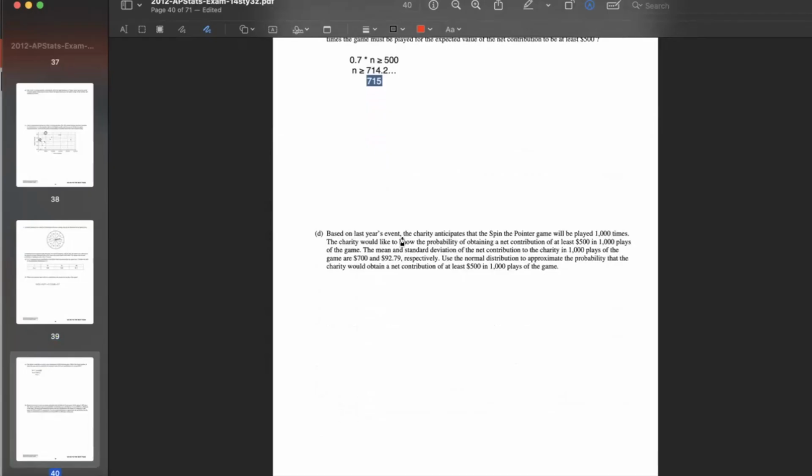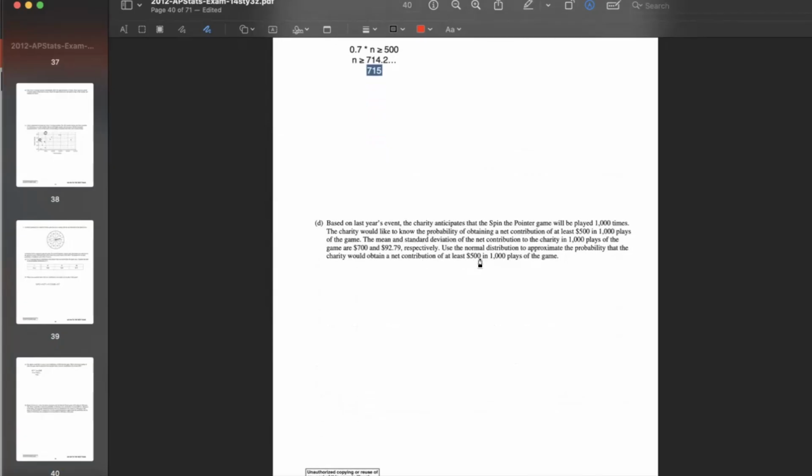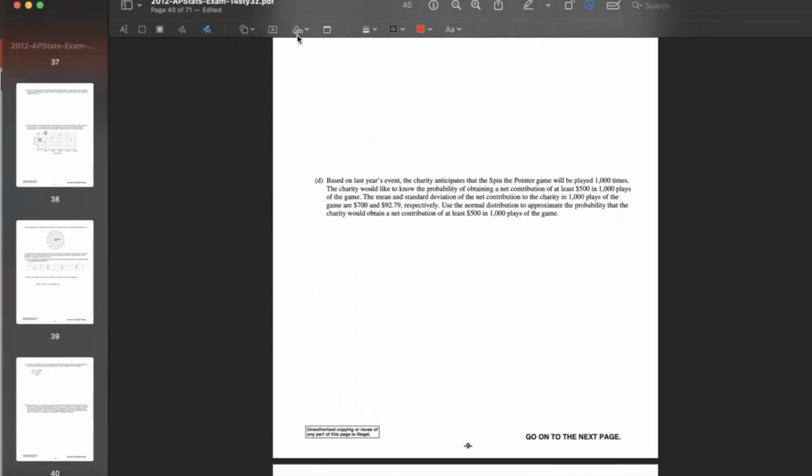And then based on last year's event, they anticipate it will be played 1,000 times, and they want to know the probability of obtaining a net contribution of at least $500. And then the mean and standard deviation of 1,000 plays are given. So use the normal distribution to approximate the probability that the charity would obtain a net contribution of at least $500. All right, so the net contribution, it tells you to use the normal distribution to approximate it.